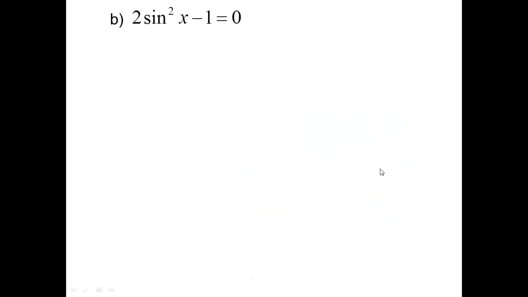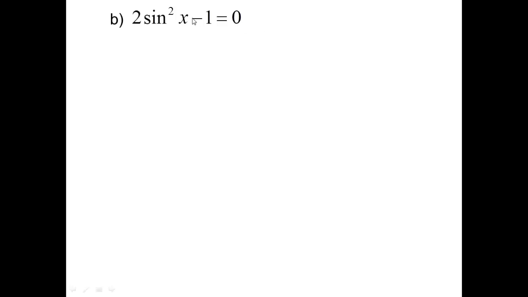Let's try another one. Now notice this one is quadratic. We know what to do when we have quadratics. It's still a quadratic binomial, so we're just going to solve this one the same way we did the last one, except we're going to throw in a square root. So why don't you go ahead and start this one off, give it a try, and replay the video when and if you get stuck.